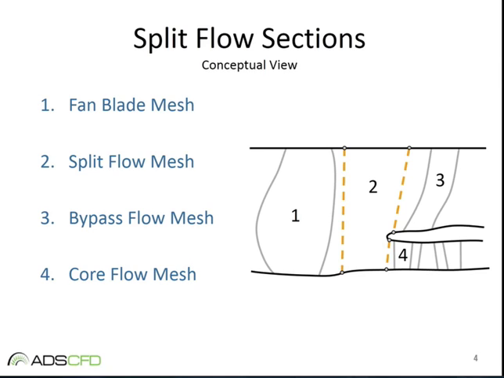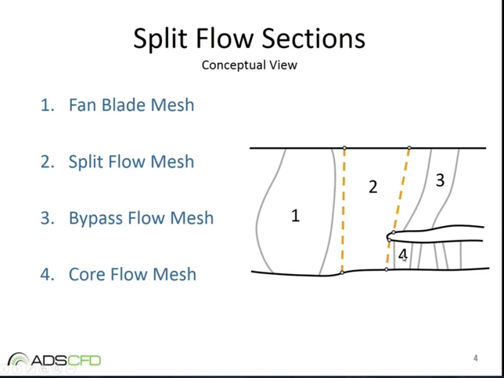So in our conceptual turbofan engine, we're going to break it down into four primary sections. The first section is the fan blade mesh. The second section is our split flow mesh, and you can think of this as the glue that holds together the fan blade, the bypass, and the core flow. And then we have the bypass flow up here, and then the core flow.